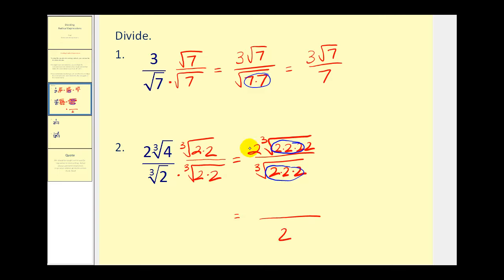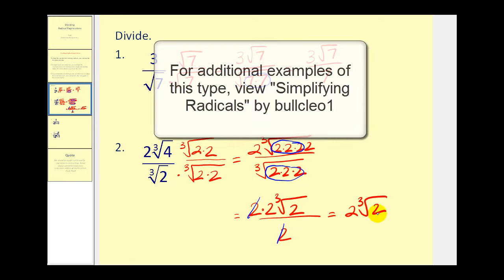And then in our numerator we have this 2 outside the radical, and then this simplifies to another 2 outside the radical, and we're left with the cube root of 2. Now we do have a common factor of 2 between the numerator and denominator, so this simplifies out. So we're left with 2 cube root 2.